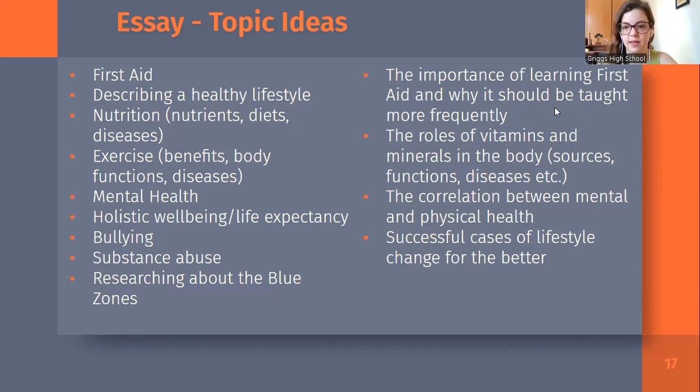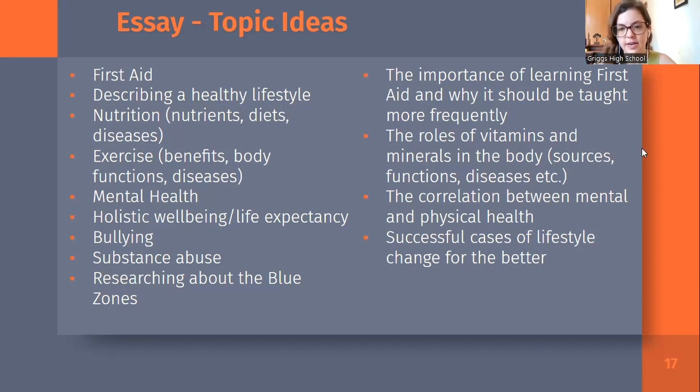Okay. On the other side here, the importance of learning first aid and why it should be taught more frequently. They can compare how first aid is taught and dealt with in different countries, because some countries teach that in schools and they have first aid kits and defibrillators in public places, and then other countries don't have any of this.